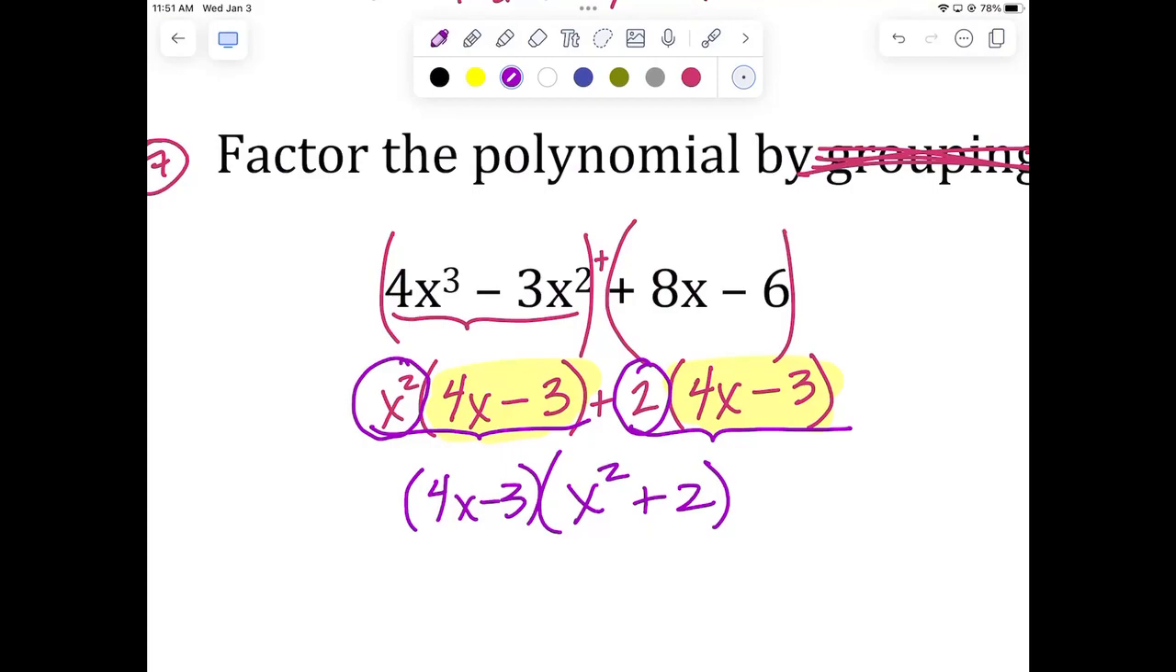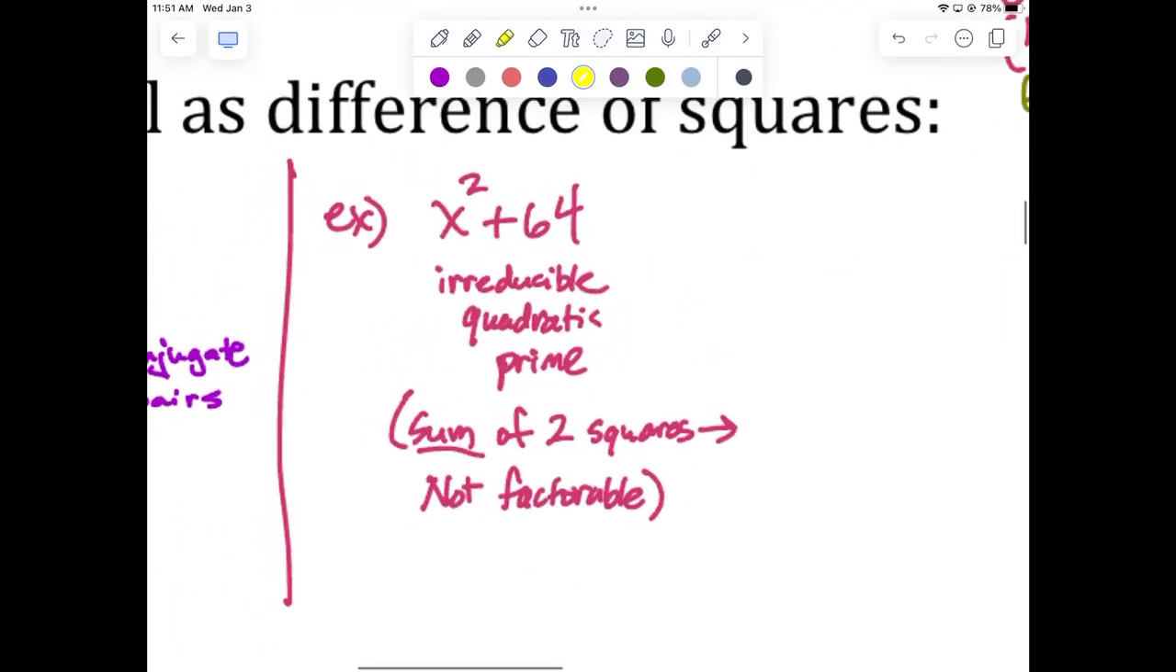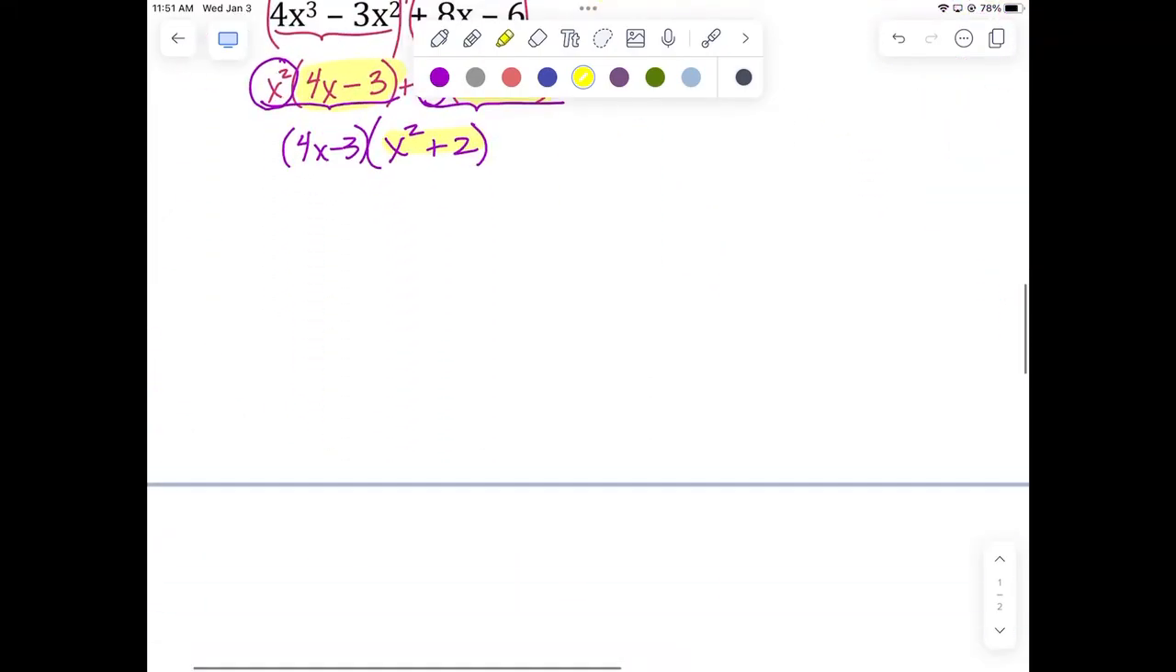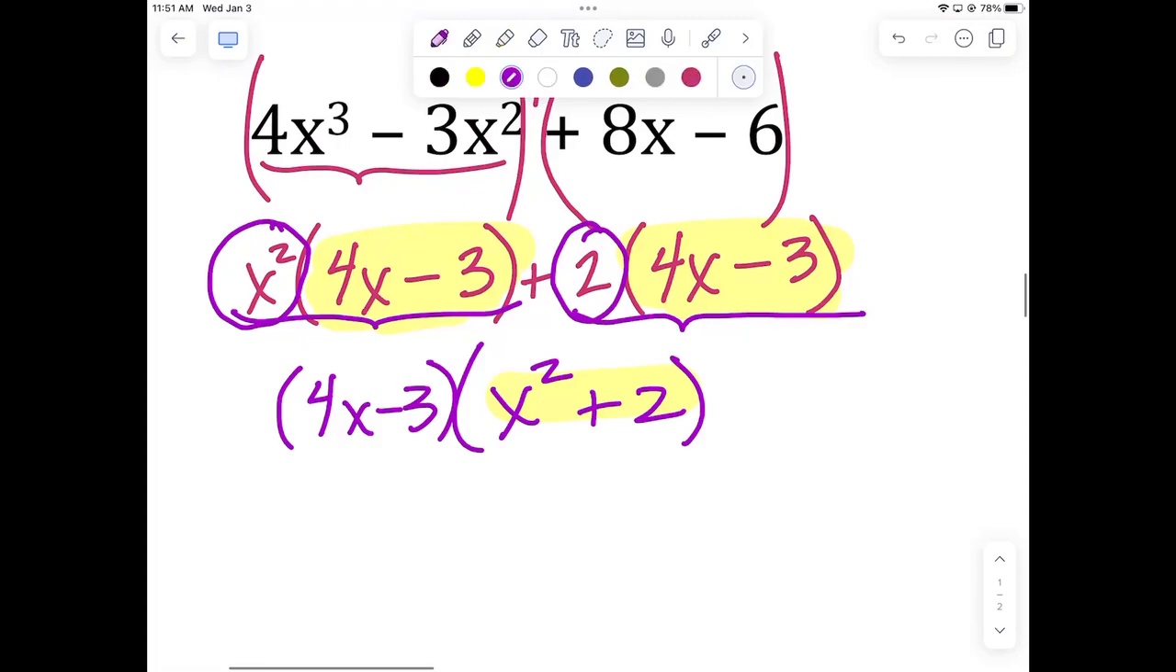Okay, now we're not done yet because I still see a quadratic term in there, right? Okay, so we look at x squared plus 2. Does that factor? No. The sum of two squares is what? Not factorable. It's not factorable. So this dude right here, this guy is prime. So that's your final answer. 4x minus 3 times x squared plus 2.